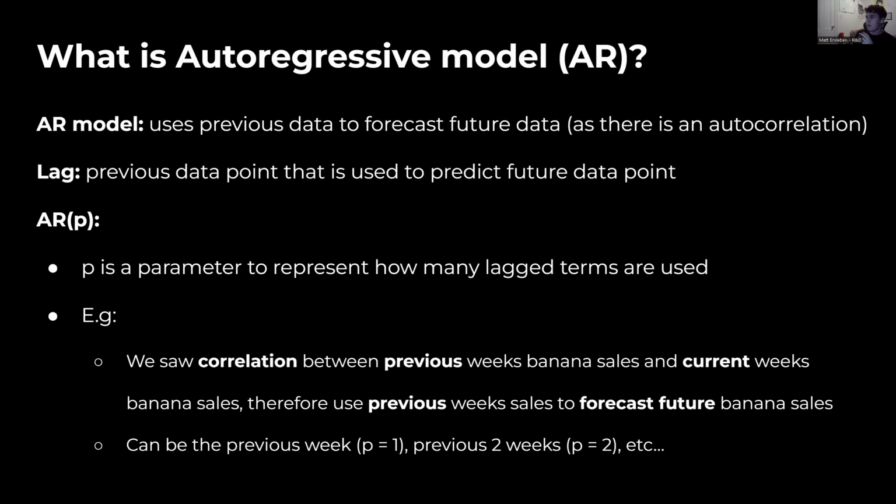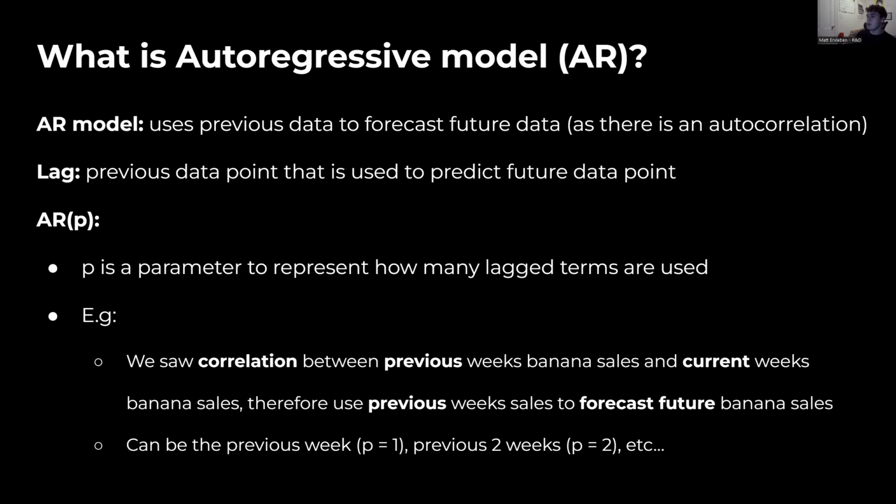I know that can be a strange word, but all a lag actually is how many previous data points you're going to use. So let's say you want to use just the previous week in an AR model. Then that would be one lag, and your P would equal 1. And so it represents how many lag terms are actually used.